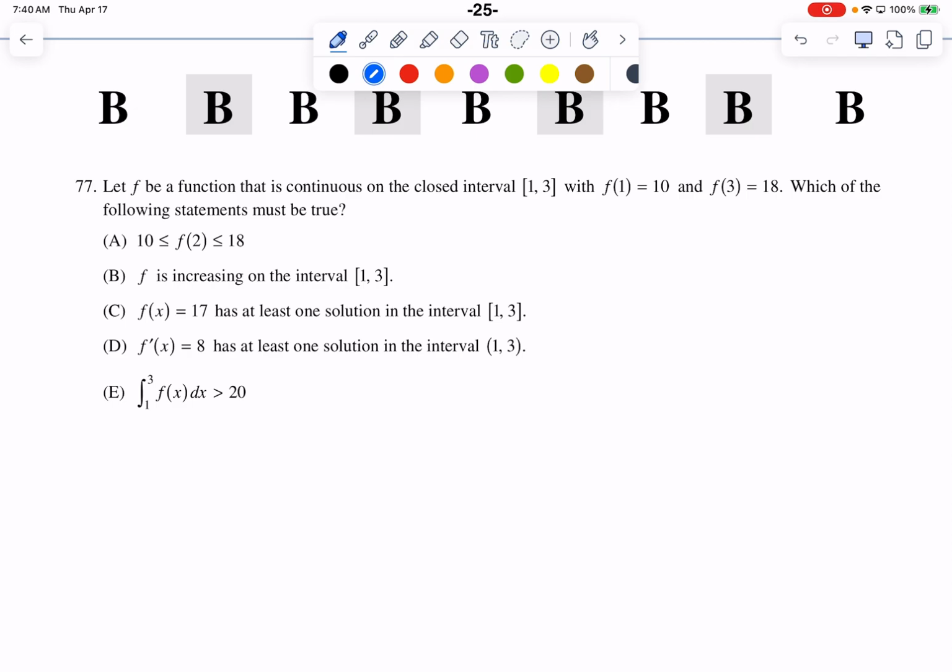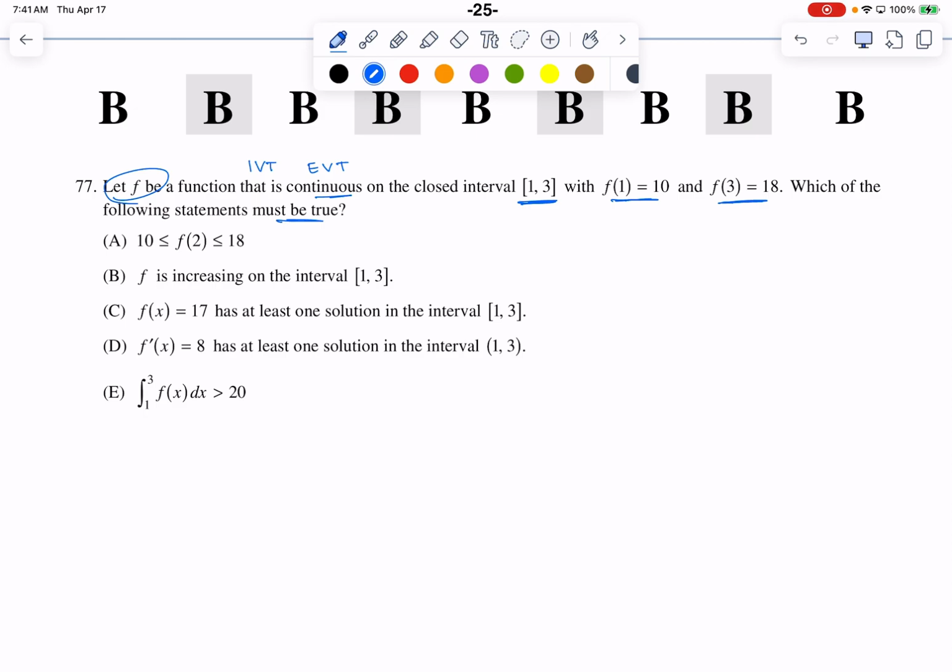If f is a continuous function on the closed interval, guess what? IVT, intermediate value theorem, and EVT apply. Which one does not work? MVT, because it needs to be continuous and what? Differentiable. If f of 1 equals 10 and f of 3 equals 18, this just feels like an IVT problem, because they're telling you it equals 10, and then you're telling you it equals 18. So there's an in-between value that you're trying to prove. Which of the following statements could be true?